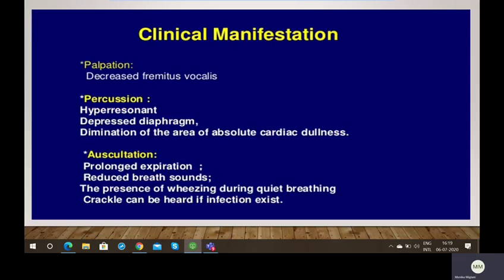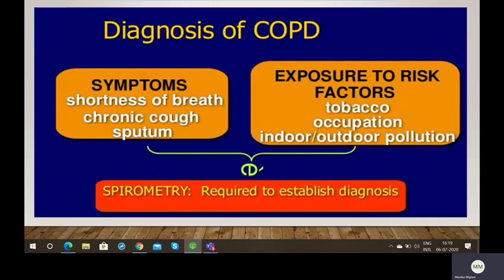Clinical manifestation: in palpation, there will be decreased vocal fremitus. In percussion, hyperresonant sounds will be there, depressed diaphragm, and diminution of the areas of absolute cardiac dullness. On auscultation, you will find prolonged expiration, reduced breath sounds, presence of wheezing during quiet breathing. Crackles may be heard if there is superadded infection. In some patients, you will find the clinical features of blue bloaters in chronic bronchitis and pink puffers in emphysema patients. That is also a differentiating feature between both cases of COPD.